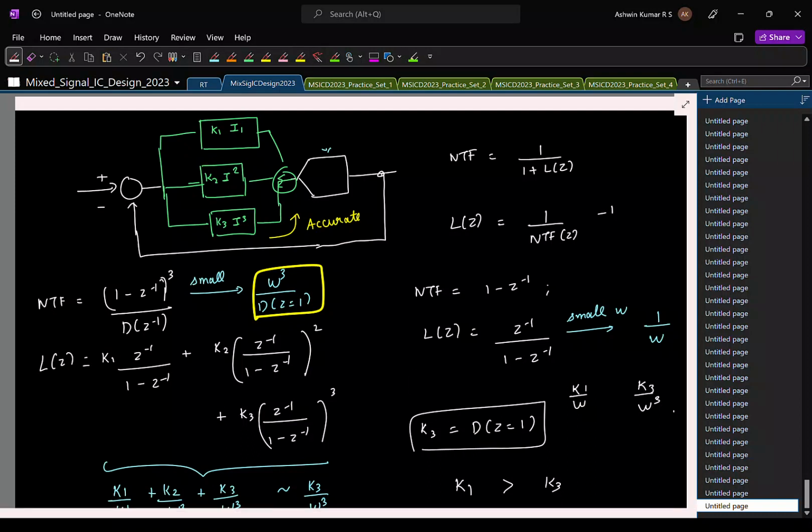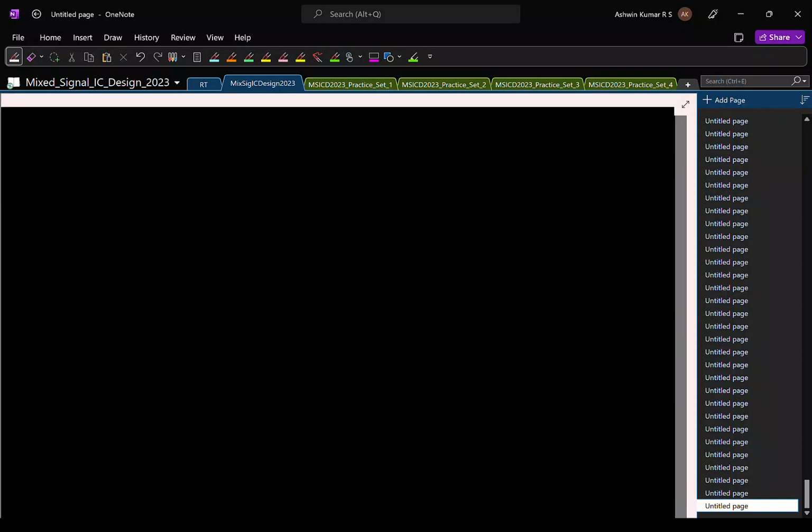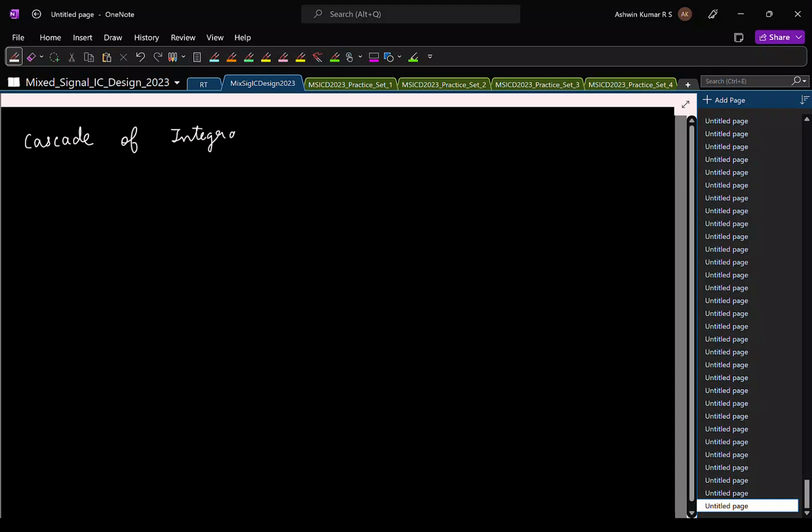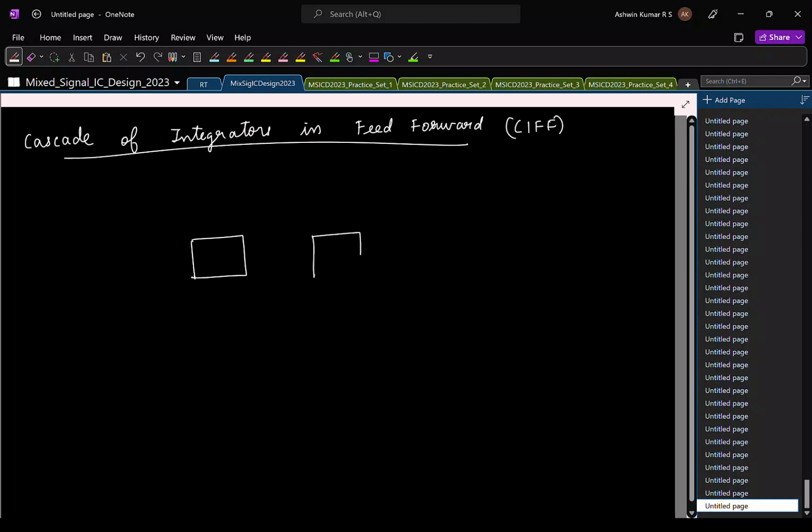Cool. So that's about the loop filter, and it turns out this loop filter can be implemented in a couple of ways. I'll just show one commonly used thing. The other thing I'll give it as an exercise for you to work out. One way in which you can do it is what is called a cascade of integrators in feed forward, or CIFF. It's simple. So we have three integrators, let us say.